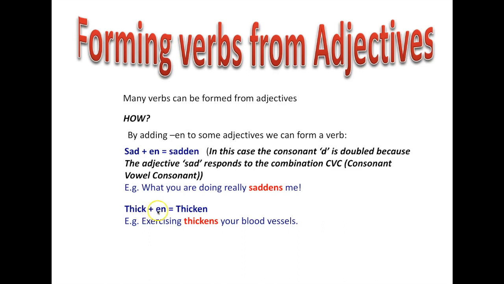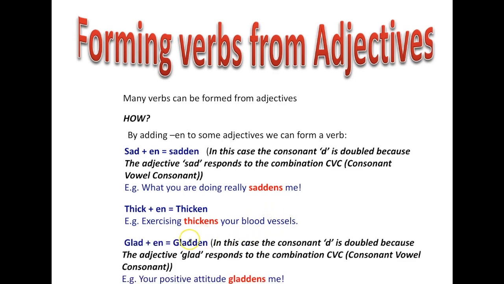So we also have thick. So thick plus en is thicken. Exercising thickens your blood vessels. So thicken is to make something thick. Tenemos aquí thick, que es grueso o gruesa, y le agregamos en y tenemos el verbo thicken, que significa engrosar, hacer algo grueso. That's why exercising thickens your blood vessels. Hacer ejercicios engrosa tus vasos sanguíneos.